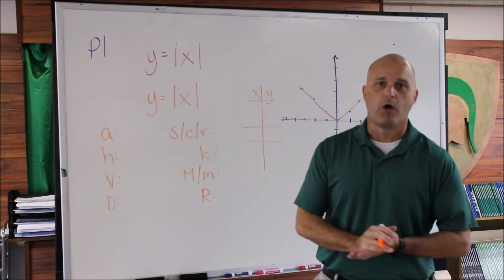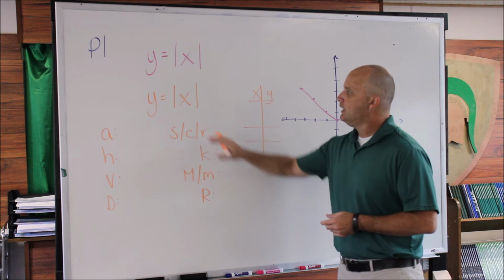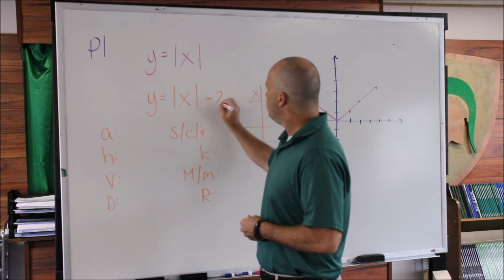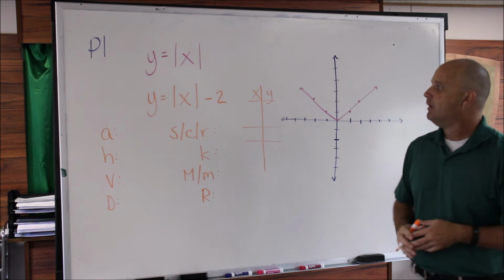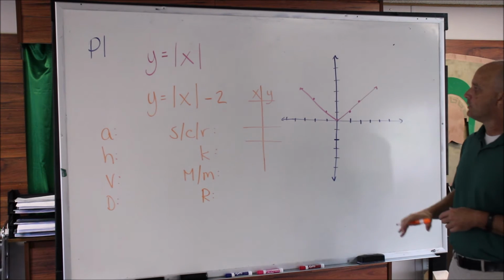All right, so in problem number 1, we're going to look at graphing an absolute value function. What we want to do is relate y equals the absolute value of x minus 2 to y equals the absolute value of x, and see what is the difference between the two. So what we're going to take a look at first is, what does the parent function again look like?